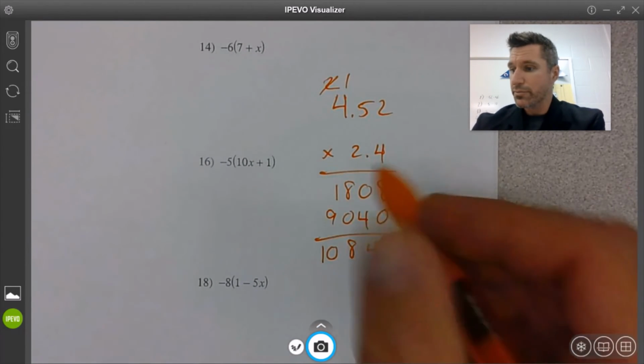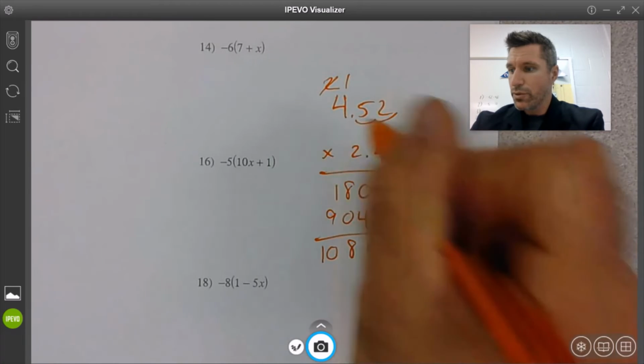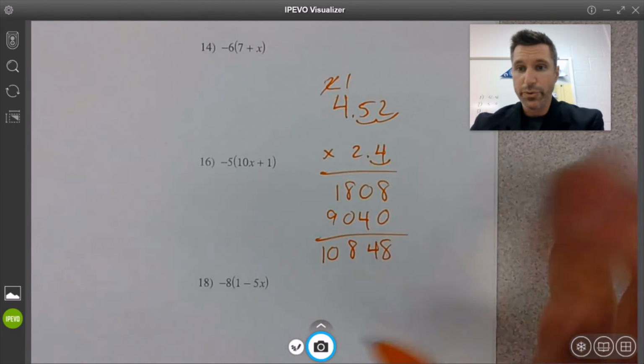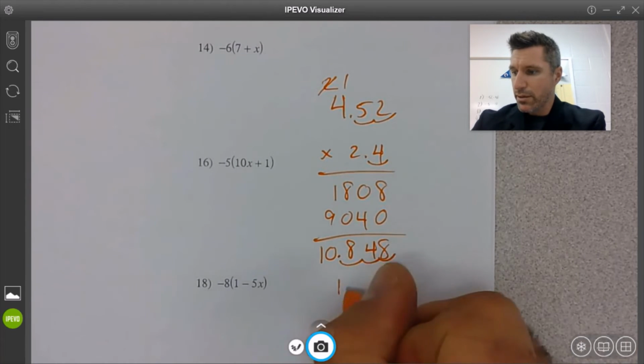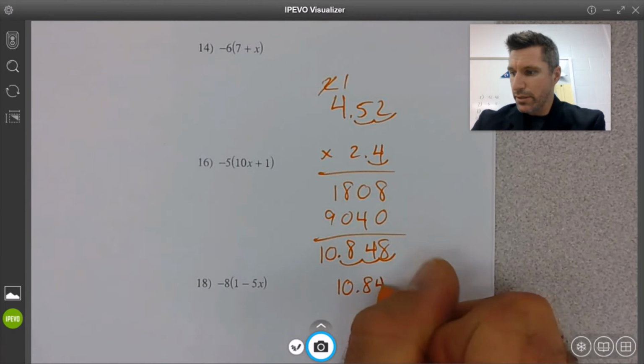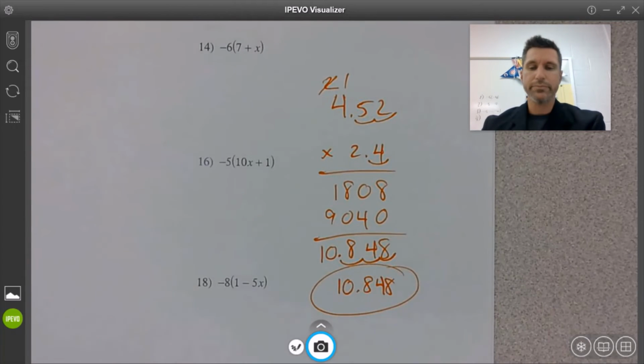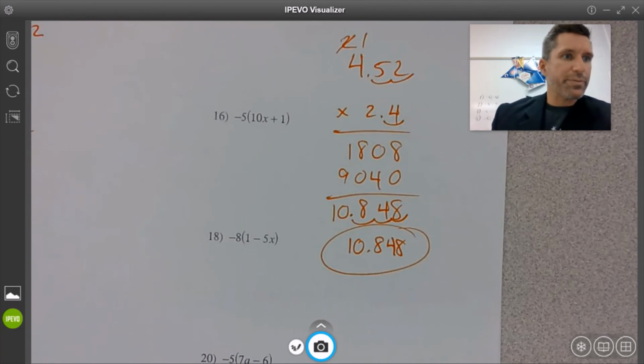Okay, so count your decimal spaces here. We got 1, 2, 1. So that's 3. So we're going to go 1, 2, 3, and we got 10.848. Easy. Multiply, throw in your decimal point. It's fun for the whole family.